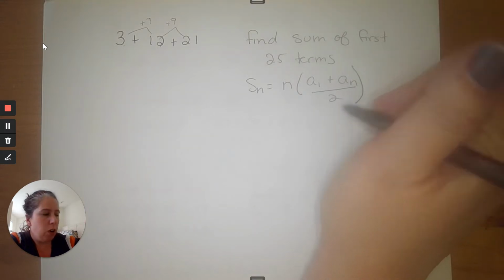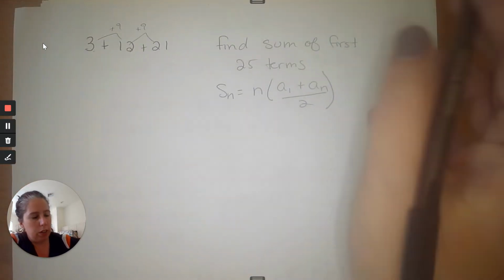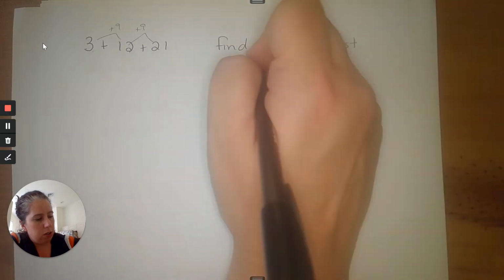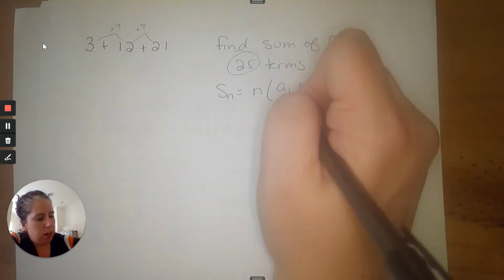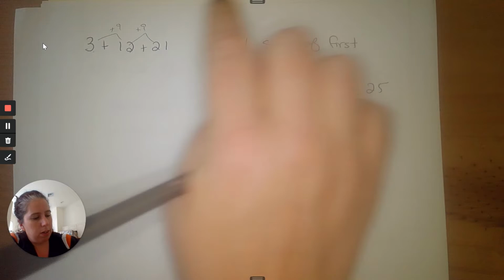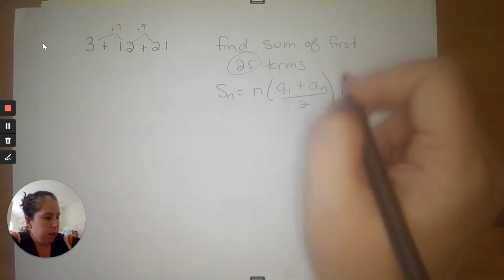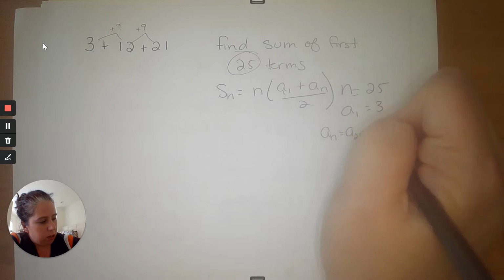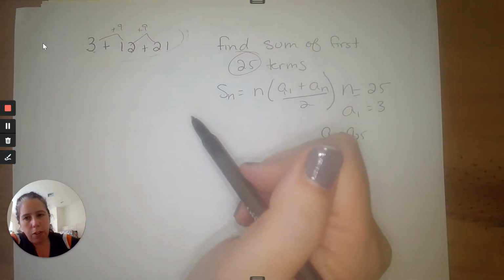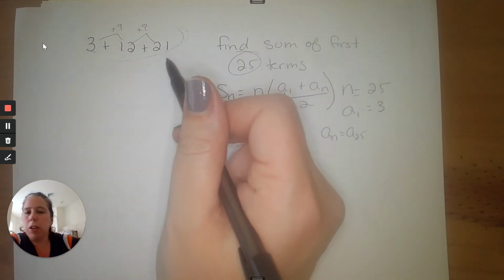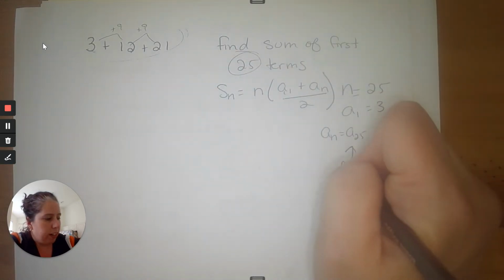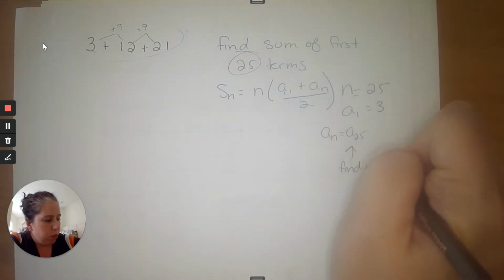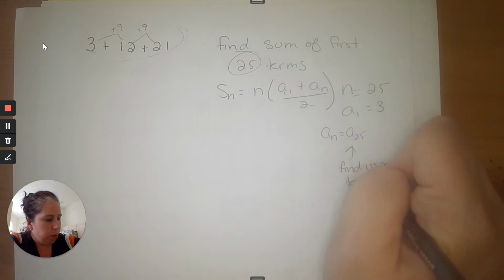So do yourself a favor and write out everything you have. I know I need n, so n is 25. I know I need a1. That's 3. Then I need an, guys, which is a25. I need the 25th term. Do I have the 25th term? No, I only got the first 3. So you're going to have to find this using the term formula from the other day.